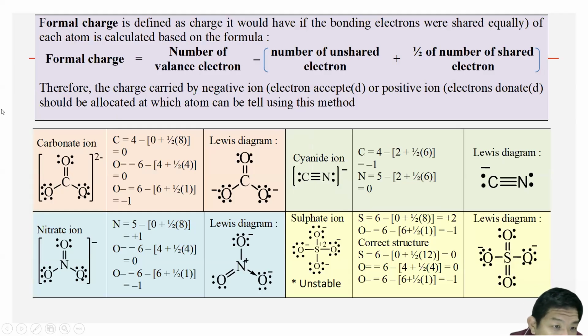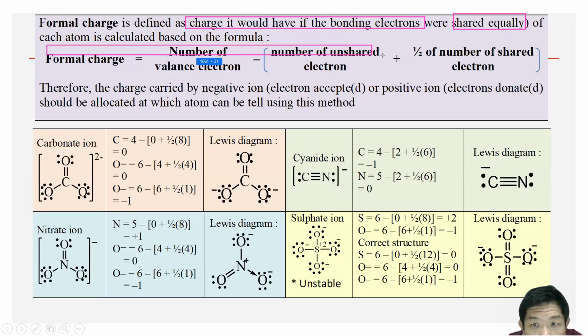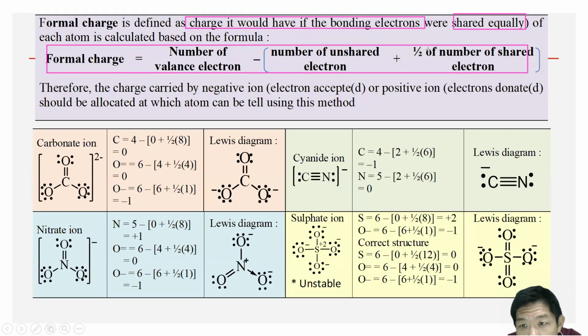Okay, so what is actually a formal charge? A formal charge is defined as the charge that it would have if the bonding electrons were shared equally. Okay, so formal charge can be calculated by the formula: formal charge is equal to number of valence electrons minus number of unshared electrons plus half of the number of shared electrons. Therefore, the charge carried by the negative ions, where electrons are accepted, or the positive ions, where electrons are donated, can be allocated to the atoms by using this method.